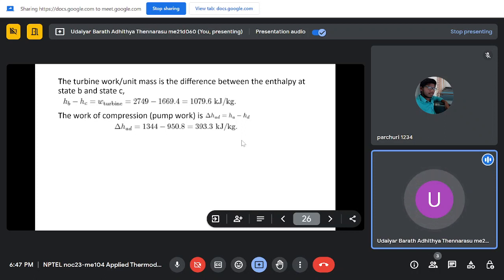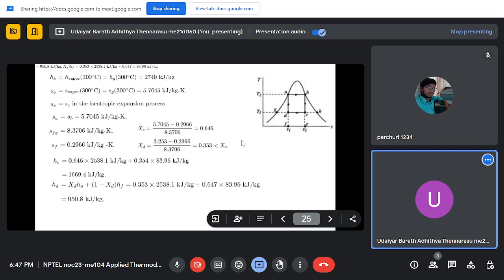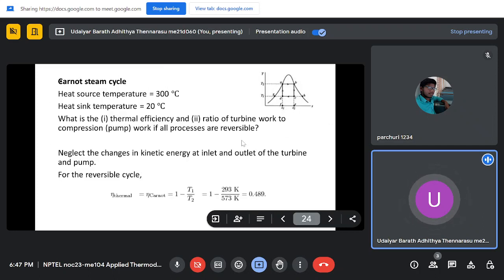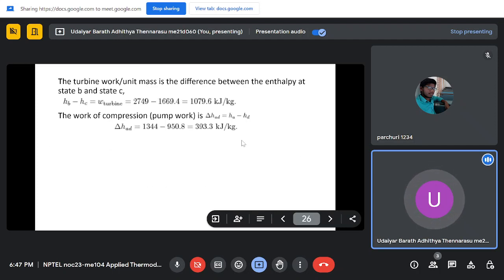And we have been asked to calculate the ratio of turbine work to the compression work. So that will come out to be something around 2.75. So in terms of work, for the work which you are giving in the pump, you are getting 2.75 times more work out in the turbine.